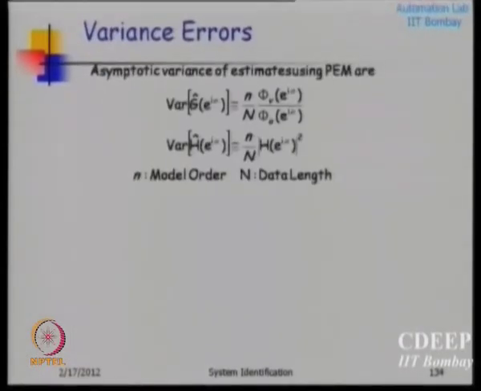The other thing that is done in Leung's book in quite some detail is the variance errors, okay. What you can show is that the variance of the estimated frequency response, you can think of it in terms of possible error band in the frequency response. Variance will tell you what possible error band is related to these two terms. Small n here is the number of model parameters, okay. Capital N is the data length.